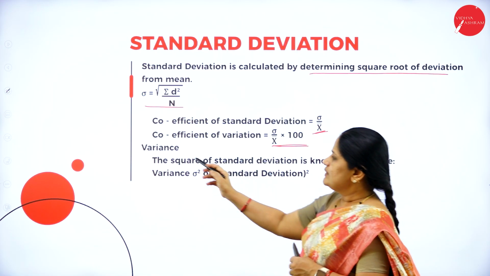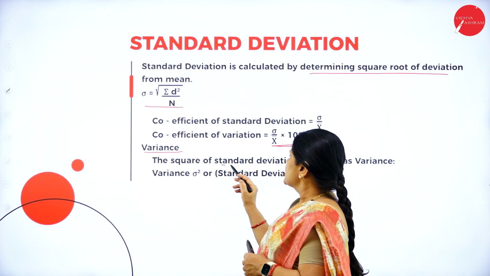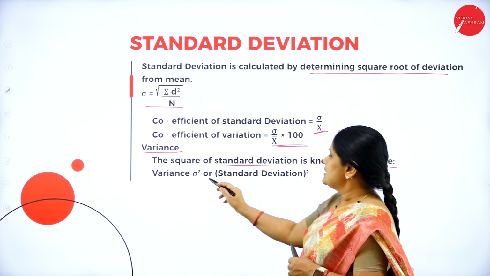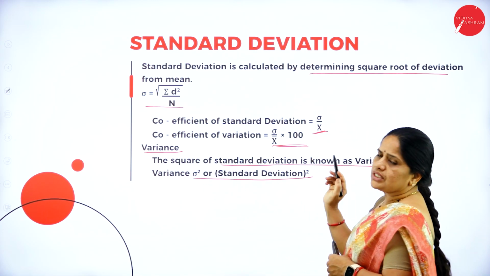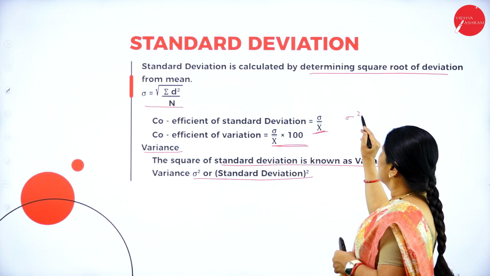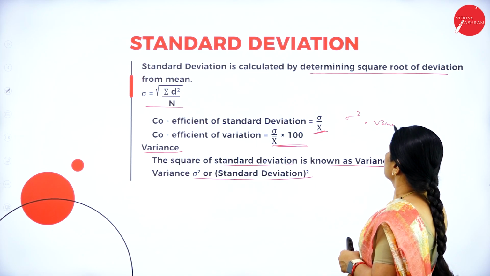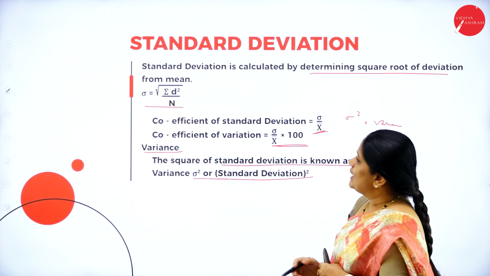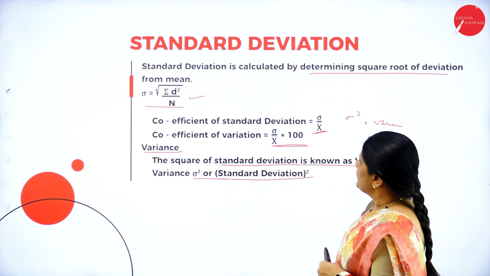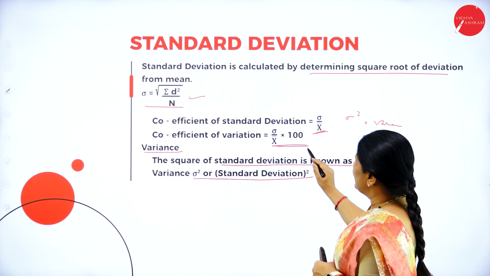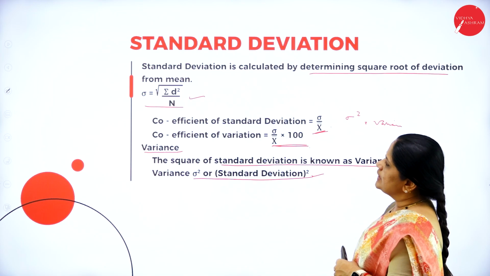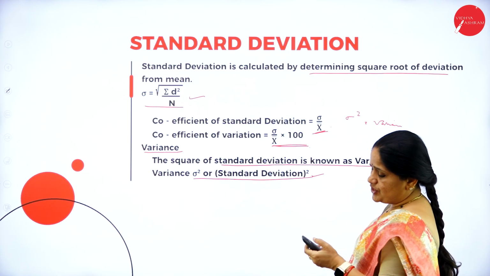Now we have the concept of variance. The square of the standard deviation is known as the variance, and the variance is the standard deviation the whole square. So whatever standard deviation we get, the whole square of that is called the variance. We have these important formulas to remember: sigma d square divided by n, then the standard deviation formula, the coefficient of variation formula, and the formula for variance. So four formulas we have to remember.